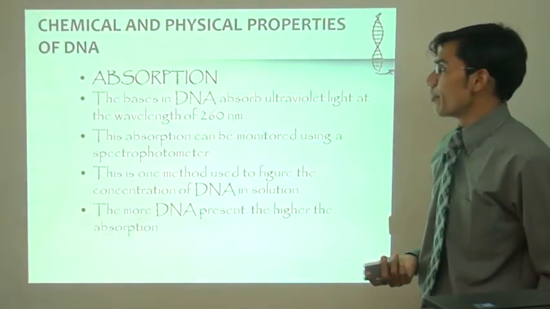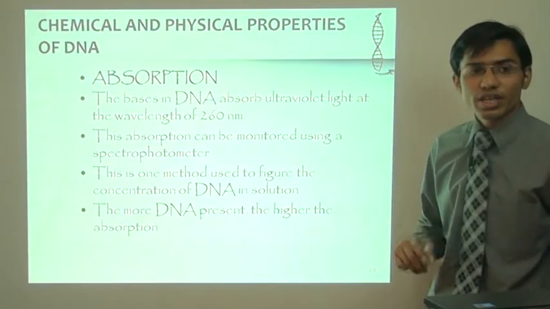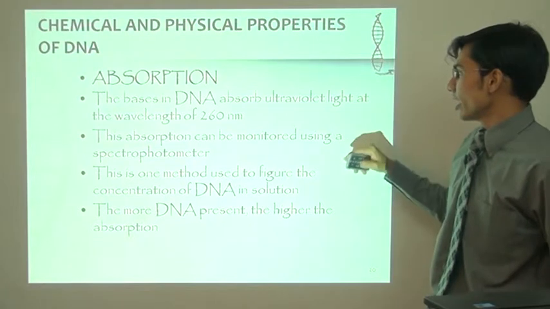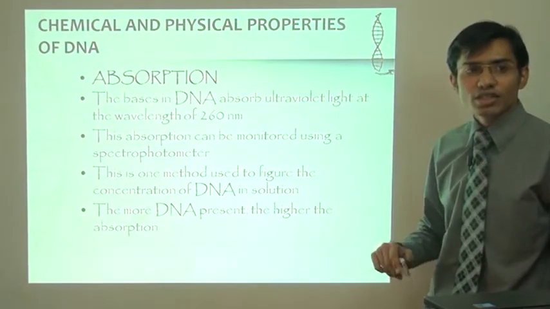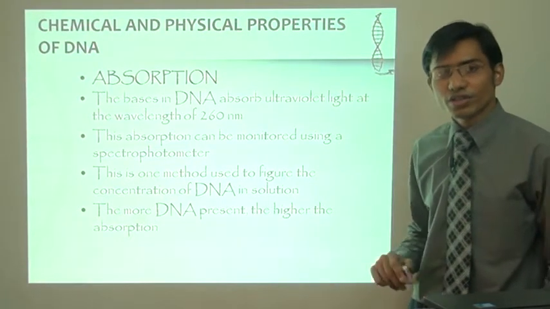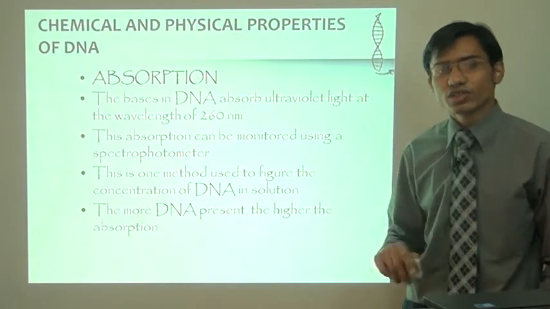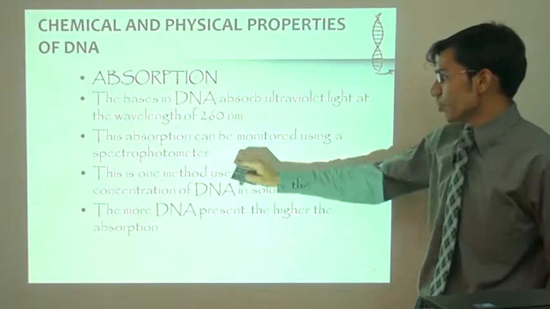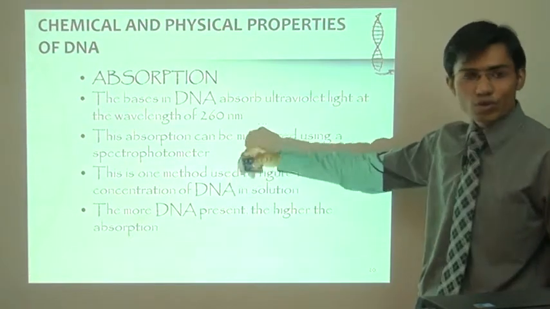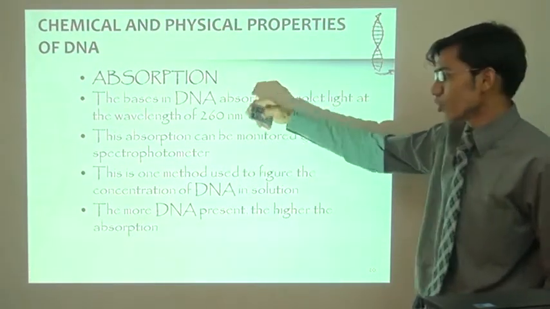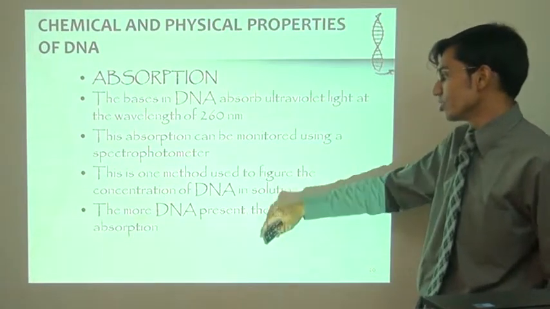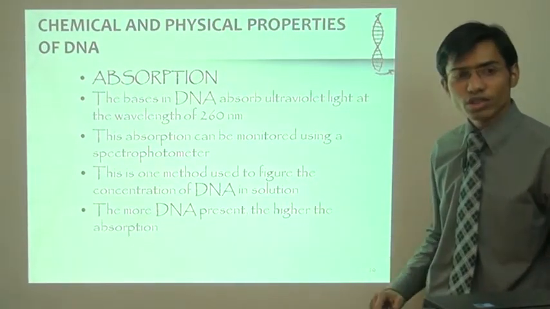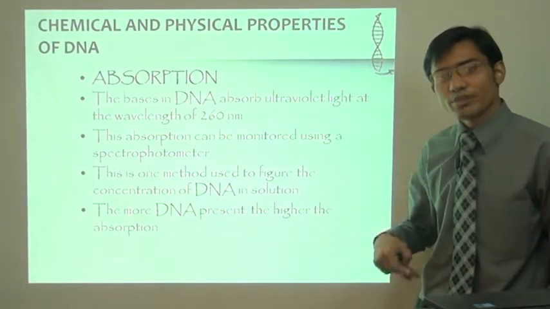Now we will see chemical and physical properties of DNA. The first property is absorption. The bases in DNA absorb ultraviolet light at a wavelength of 260 nanometer. We can estimate DNA concentration using this wavelength. This absorption can be monitored using a spectrophotometer, the instrument which measures its concentration. This is one method used to figure out the concentration of a DNA solution. The more DNA present, the higher the absorption.